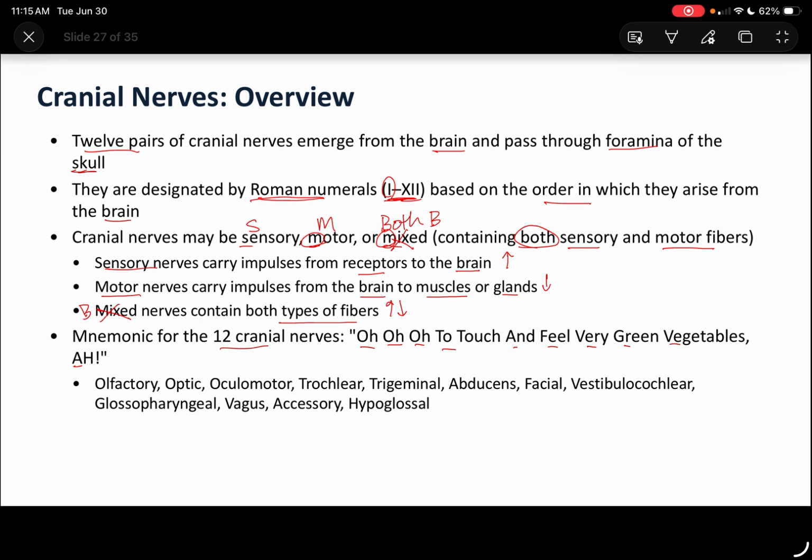But overall, our 12 cranial nerves are the olfactory, optic, oculomotor, trochlear, trigeminal, abducens, facial, vestibulocochlear, which is a combo one, a crazy one, as well as glossopharyngeal, vagus, accessory, and hypoglossal. That is all 12 of them, and they are arranged in this silly little mnemonic that we see here for your studying delights.